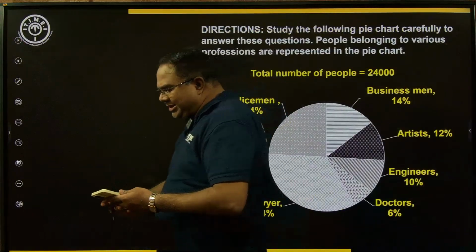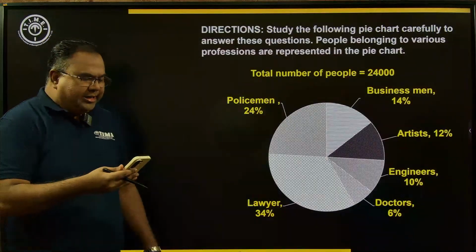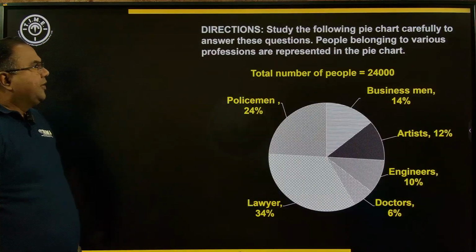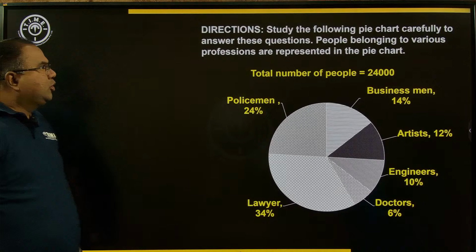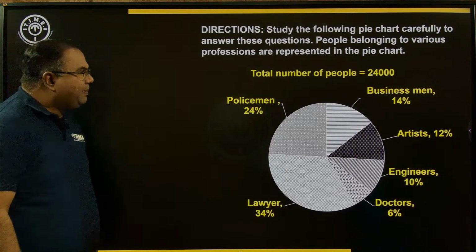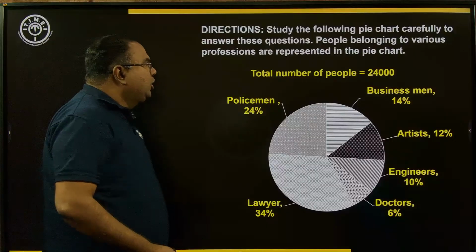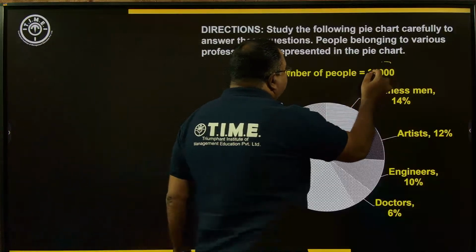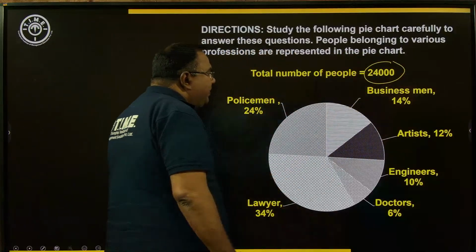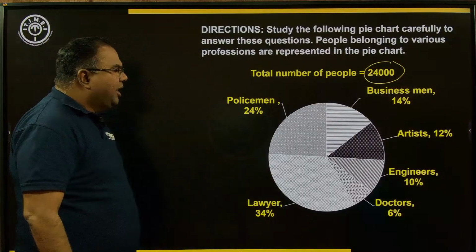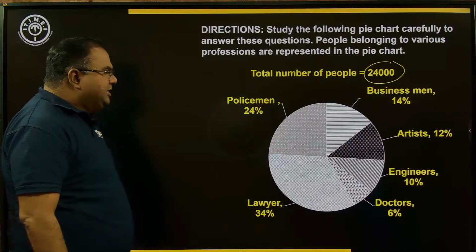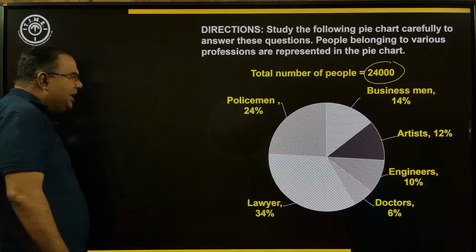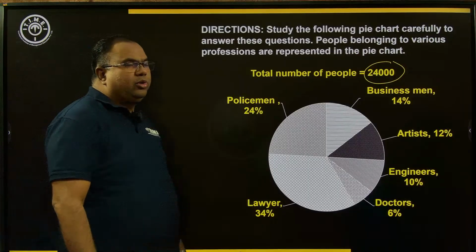Okay. We have got the next set here. Study the following pie chart carefully to answer these questions. People belonging to various professions are represented in the pie chart. Total number of people 24,000, and we have got businessmen 14%, artists 12%, engineers 10%, doctors 6%, lawyers 34%, policemen 24%.